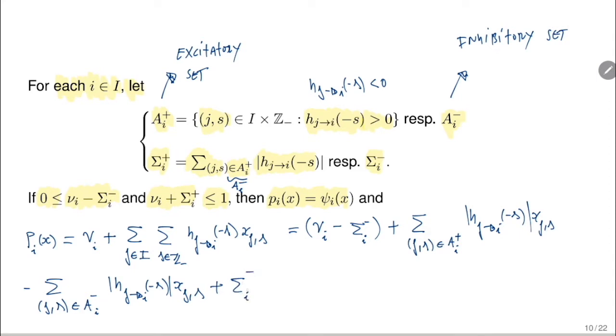So the definition of σ_I^− is the sum over j and s in A_I^− of the absolute value of h_{j→I}(−s) times 1. So I can actually rewrite these two terms as follows. So I can erase this and also x here. So I have 1 minus x_{js}, but now I have a plus here in front, okay?